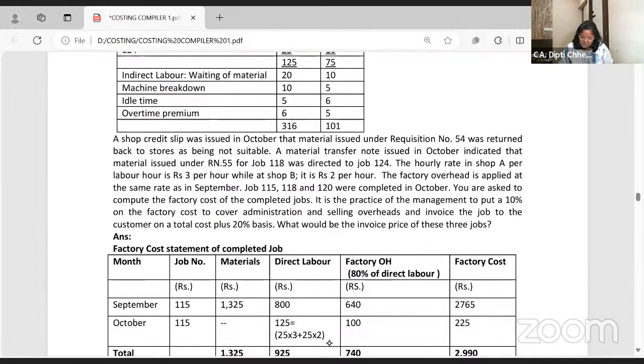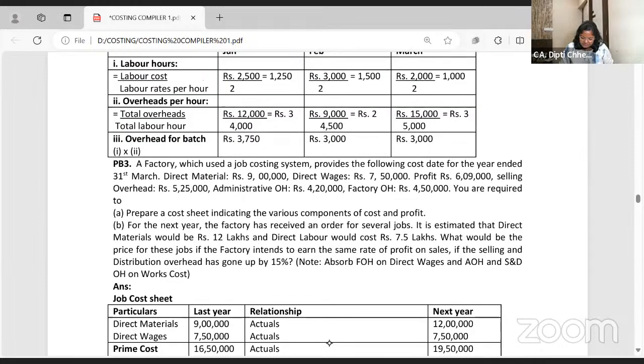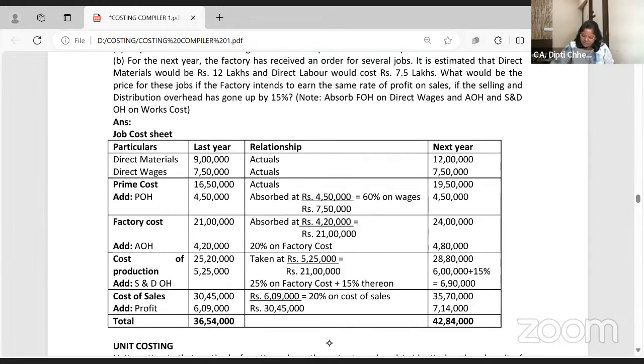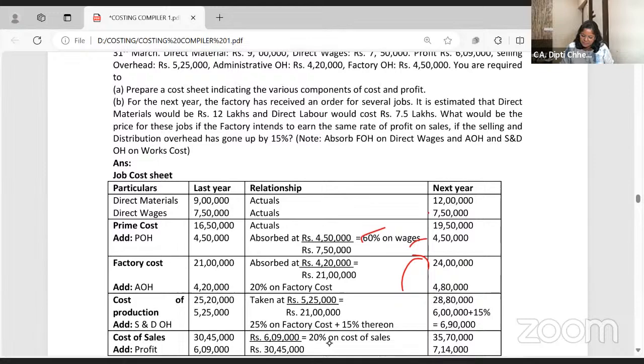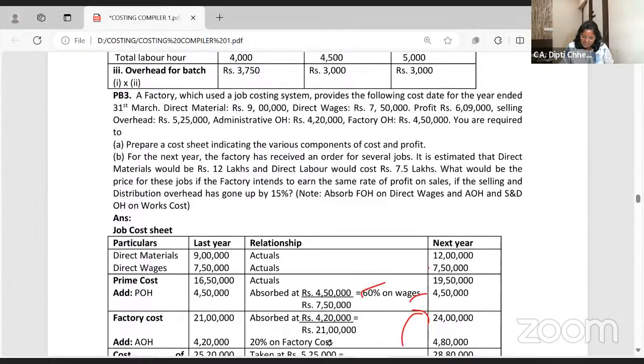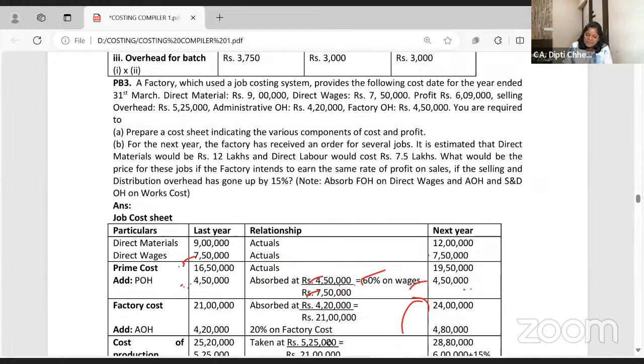This is a simple problem, labor hours and all. You use the labor rate as the basis. Very easy. This one I have just done. 60% of wages you take. Factory overhead 20%. These rates have been fixed. First make last year's. So you will get 450 as the factory overhead. Divide by 750. The same thing you can use here for next year.